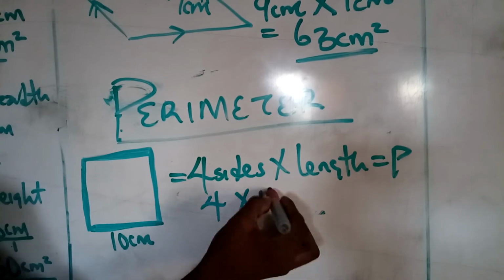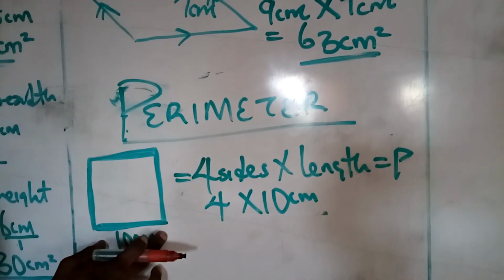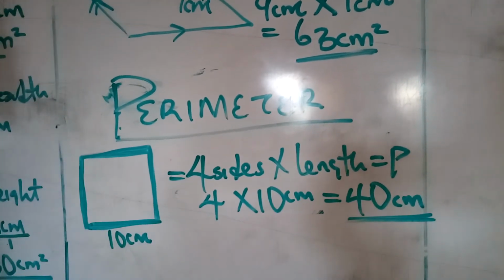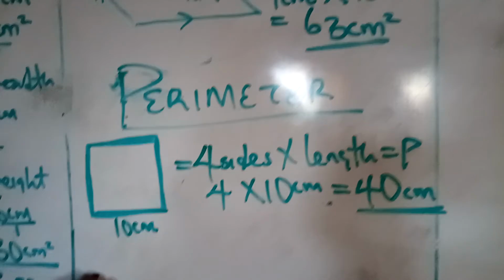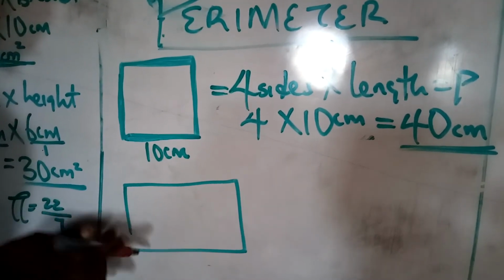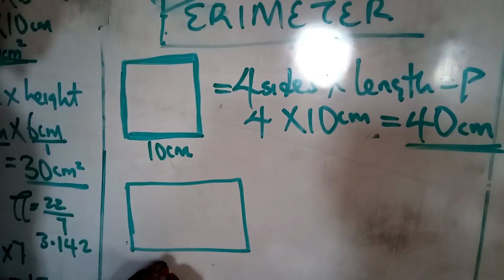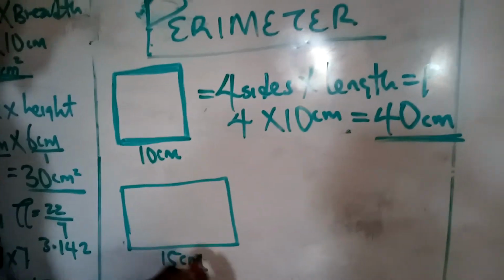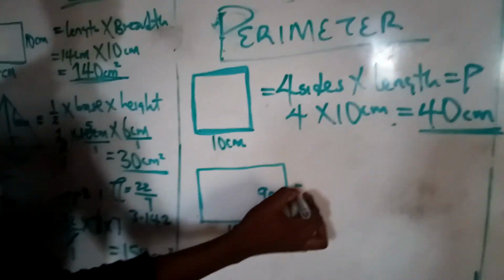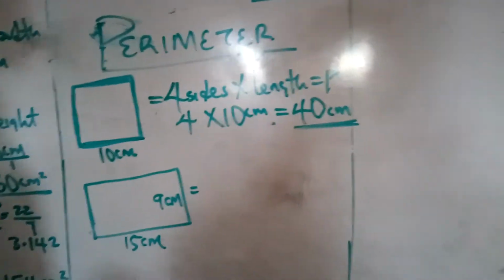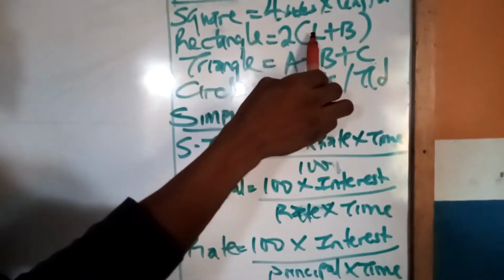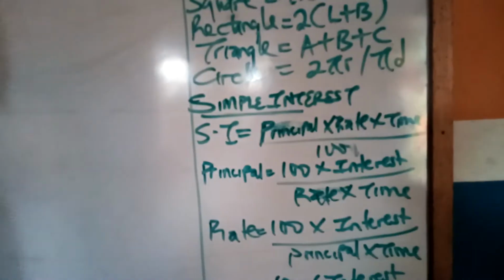4 times 10, which represents the length of the square, will give us 40 centimeters. Then we'll go to the perimeter of a rectangle. The rectangle has a length and it has a breadth. The length is 15 centimeters. The breadth is 9 centimeters. Now to calculate the perimeter of a rectangle, the formula is 2 bracket length plus breadth.